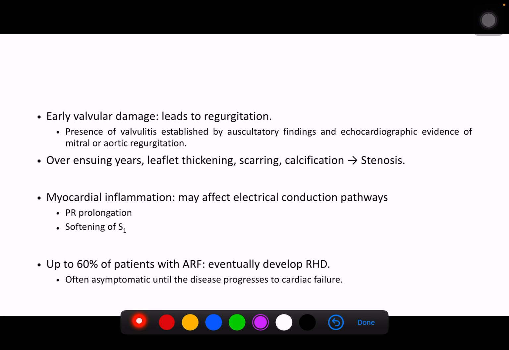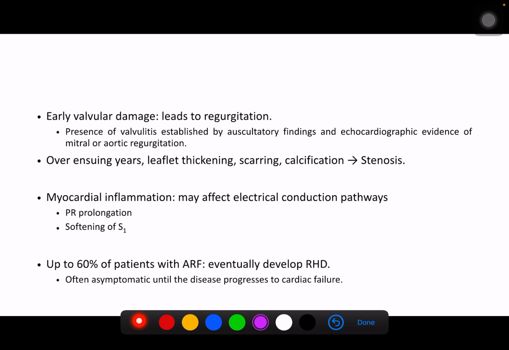Myocardial inflammation may affect electrical conduction pathways, and that can lead to PR prolongation and softening of the S1. Why softening of the S1? In the case of stenosis, there is a loud S1, but in the case of regurgitation, there is a soft S1. And why is there PR prolongation? The atrial contraction and the mechanism of blood flow are disturbed, which leads to PR prolongation.